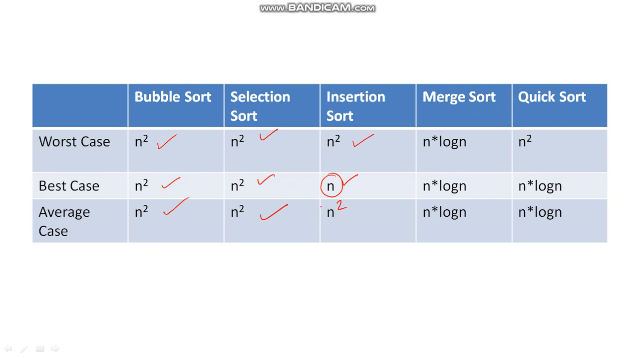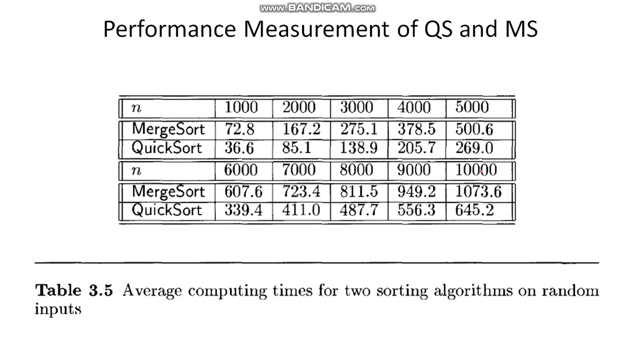If somebody asks you which sorting technique we should use whenever the given array to be sorted is nearly sorted, the answer is always insertion sort. And the quick sort complexity in the worst case is n square, and in best case and average case it is n log n, whereas for merge sort it is always n log n. So these are the complexities of all the 5 algorithms.